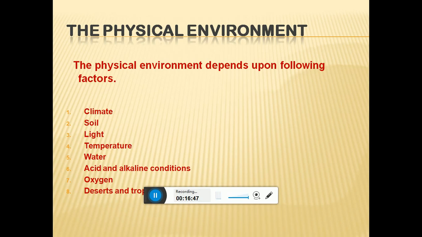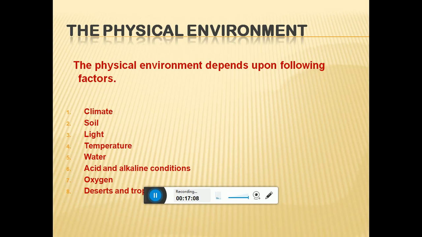Oxygen is vital, students. Oxygen is vital for the respiration of all living things. So all living things need oxygen, and without oxygen there is no survival of life. Eighth, the last factor of the dependency of the physical environment is deserts and tropical forests.